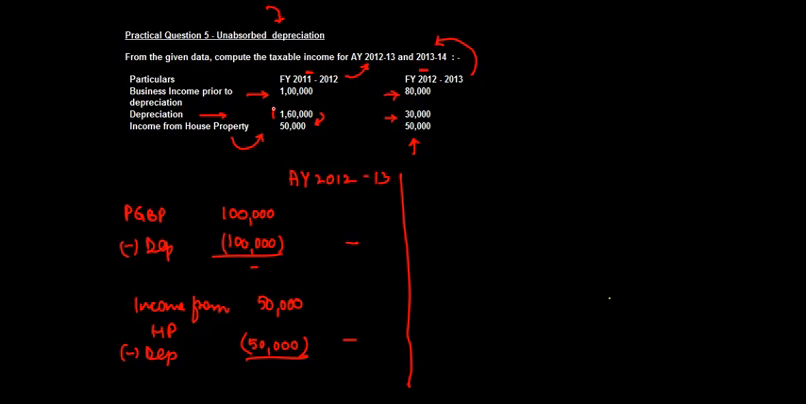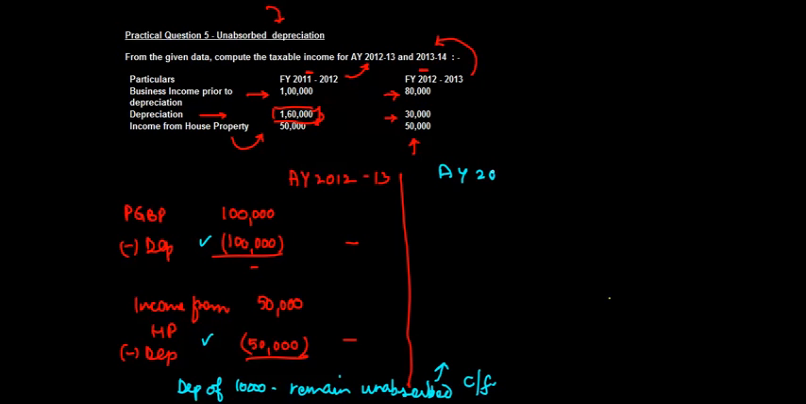But if you notice, out of 1,60,000 of depreciation, we have been able to absorb how much? 1,10,000, which means depreciation of rupees 10,000 remains unabsorbed, and this will be carried forward to assessment year 2013-14. In 13-14, again, the business income prior to depreciation is 80,000.